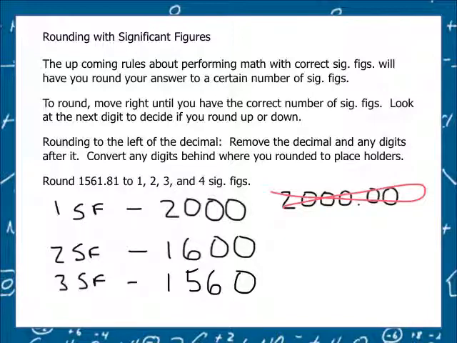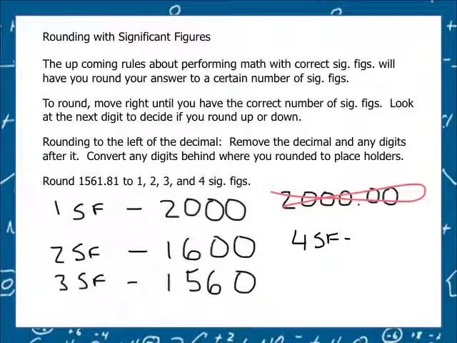So when you're looking at rounding to the left of the decimal, you're going to replace the numbers that you round away with placeholders, but only until you get to the position where the decimal was. Everything after the decimal is just going to get dropped off. And let's finish this up. 4 sig figs.